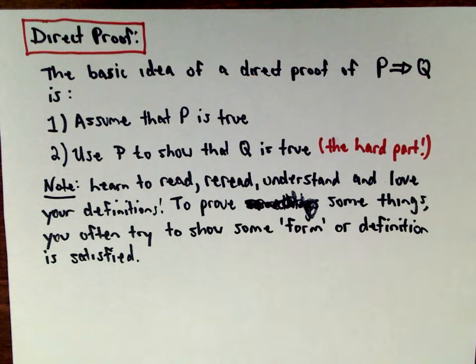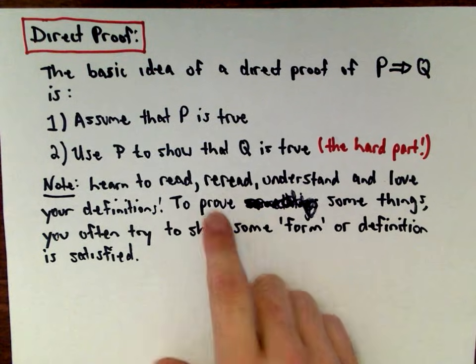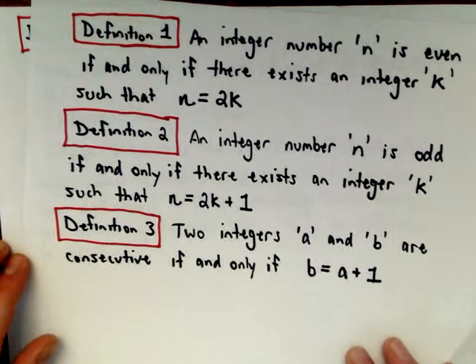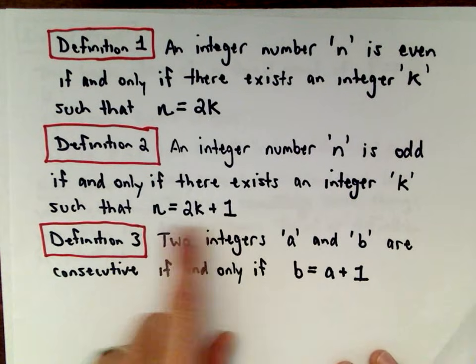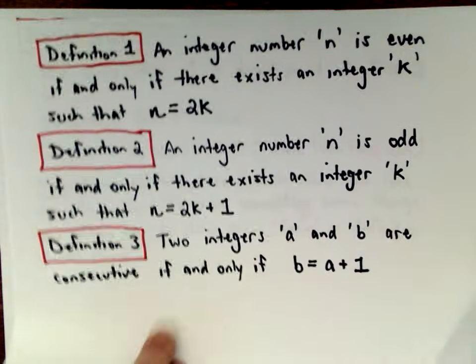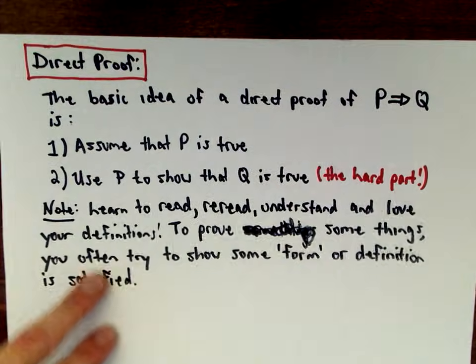One little remark here: learn to read, reread, understand, and love your definitions. A lot of, especially very fundamental things that you prove at the very beginning, you're going to try to show that some form or some definition is being satisfied. So in my case, we're going to show that n equals 2k plus 1. We're going to keep referring back to this form where k is an integer over and over. All right, so let's prove this: if a and b are consecutive, then a plus b is odd.